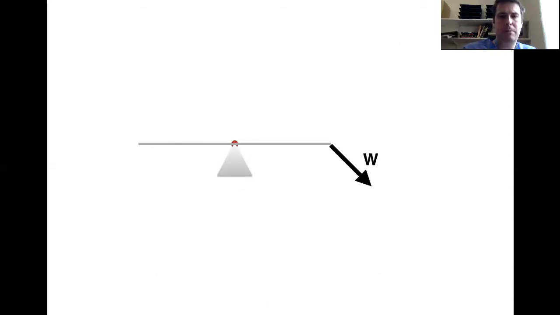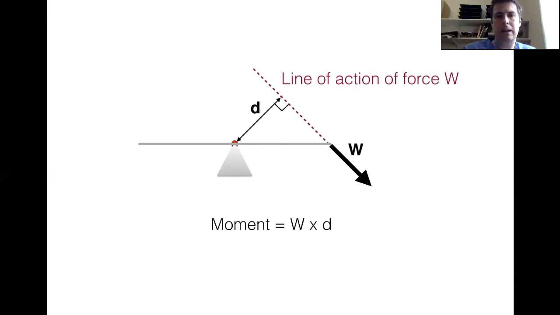What happens if we apply a force at an angle that's not in line or not perpendicular to the beam? Well, as we mentioned earlier, we have to calculate the moment, we have to look at the perpendicular distance from the line of action of the force. So here we can draw a dotted line backwards and measure the distance D here, which is perpendicular to that line of action of the force, to calculate the moment.